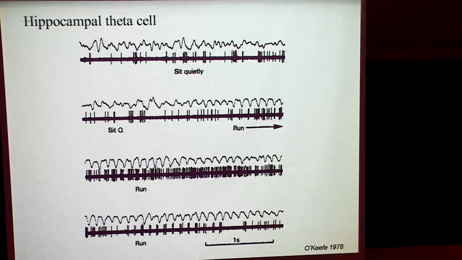If you take a place cell and you stick the animal onto a running wheel and let it run in place, it's very unlikely that the animal's in the field of that place cell, so you're not going to get the dense firing that you see when the animal runs through the field.